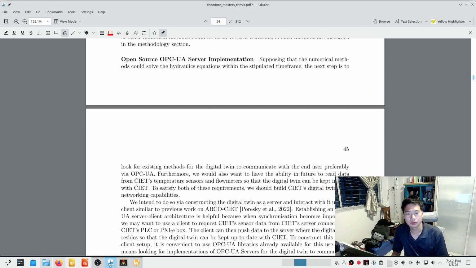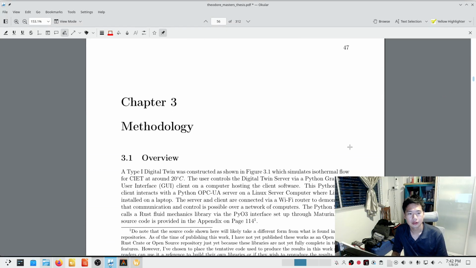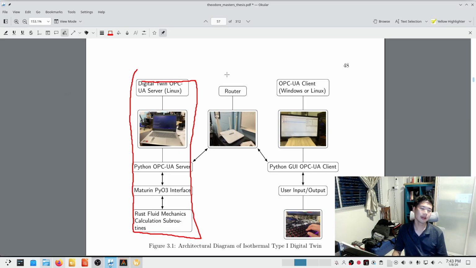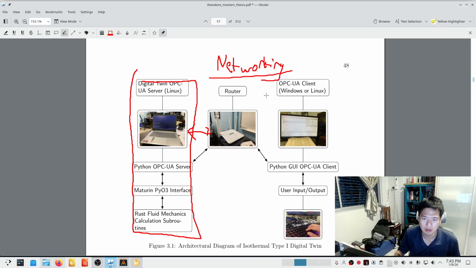Now I wanted to have everything here. So for the server side, I actually used some sort of a PC, and I had to learn how to wire this up to a router, so that I can replicate what goes on in CIET. So I was learning a lot of networking, IP addresses and everything as well.